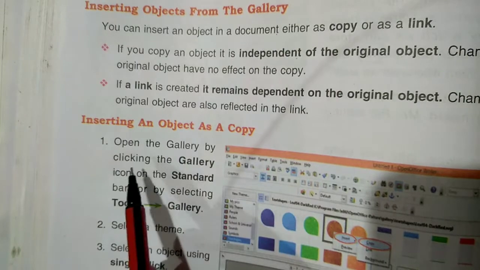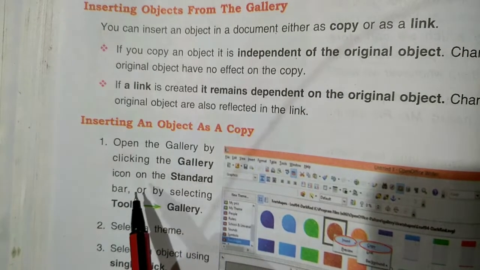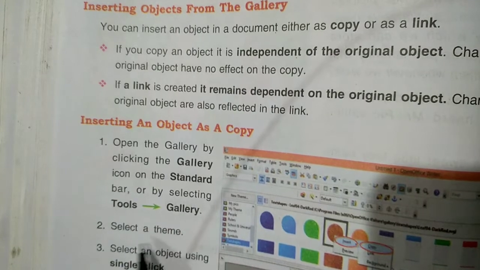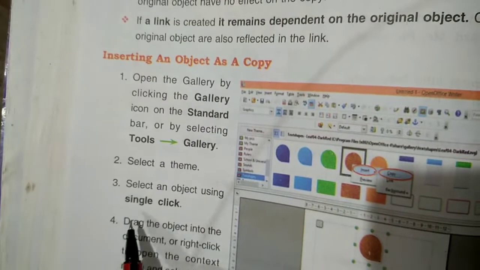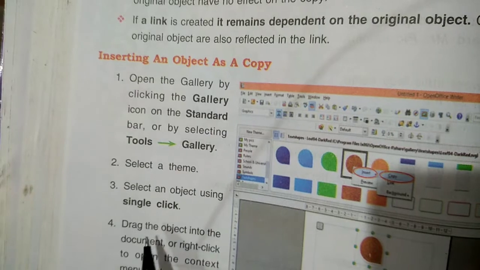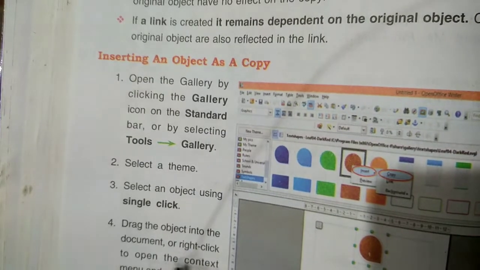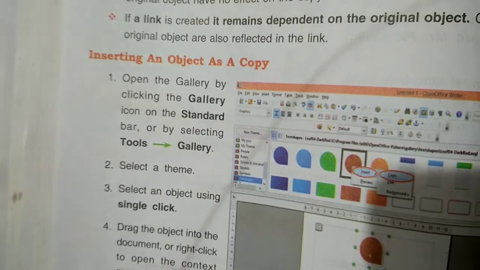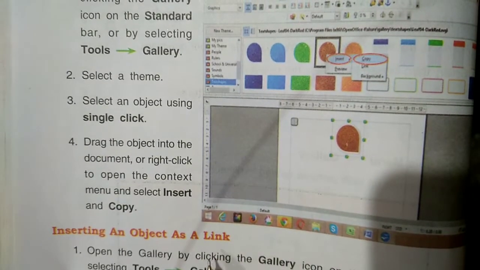Inserting an object as a copy. Open the Gallery by clicking the Gallery icon on the standard bar or by selecting Tools, Gallery. Select a theme. Select an object using a single click. You have to do a single click. Drag the object into the document, or right click to open the context menu and select Insert, Copy. Inserting an object as a link. You know this thing.